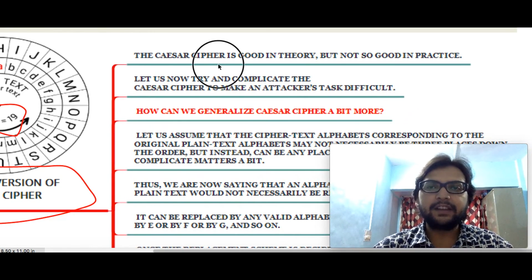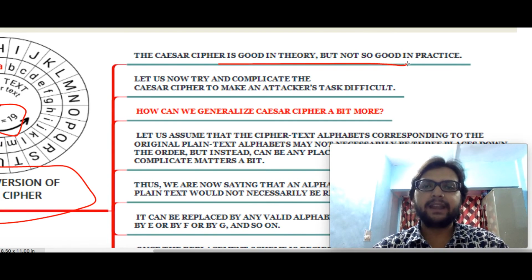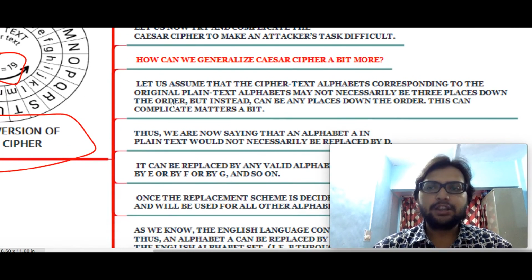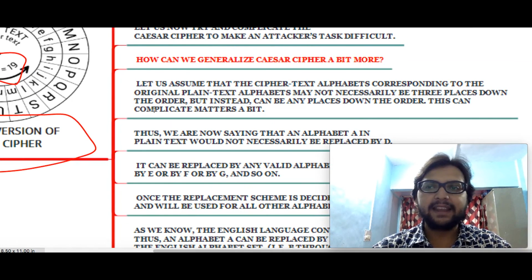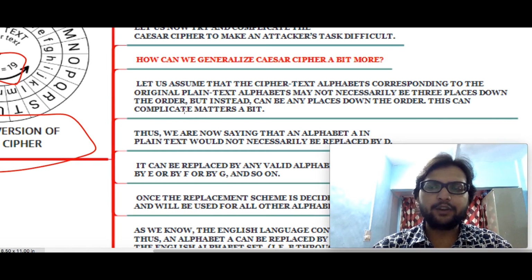The Caesar Cipher is good in theory but not good in practice. Why? Because it is very simple. Any person who knows it very well, or who is aware of this algorithm, can break our original message. So we are going to use a modified version of this algorithm, an advanced or a bit different one. We are going to make some changes.